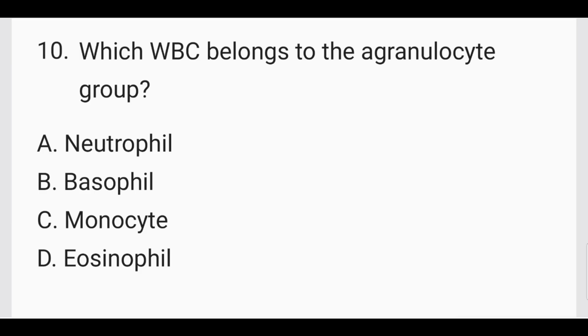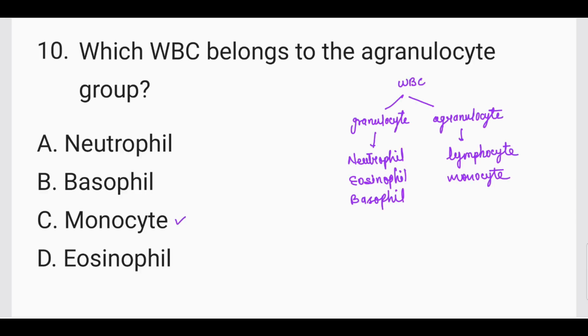Question number 10: which WBC belongs to the agranulocyte group? Neutrophil, basophil, monocytes, eosinophil. The answer will be monocyte. As you know, बच्चों, WBC is divided into two groups, granulocytes and agranulocytes. The WBCs which contain granules in their cytoplasm include neutrophils, eosinophils, and basophils, and WBCs which do not have visible granules in their cytoplasm are lymphocytes and monocytes. So here the answer will be monocytes.